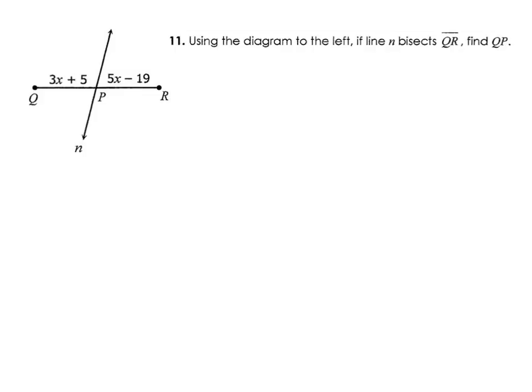All right, the last example we're going to do today, number 11. So using the diagram to the left, if line N bisects QR. So line N is a segment bisector. All right, so it bisects segment QR. That means it cuts QR in half, so P is the midpoint. We want to find QP. So if P is the midpoint, that means QP equals PR, or 3X plus 5 equals 5X minus 19. So we can write out that equation. 3X plus 5 equals 5X minus 19.